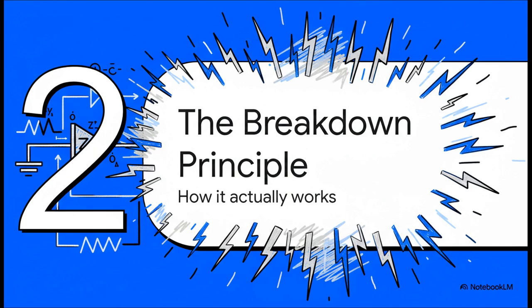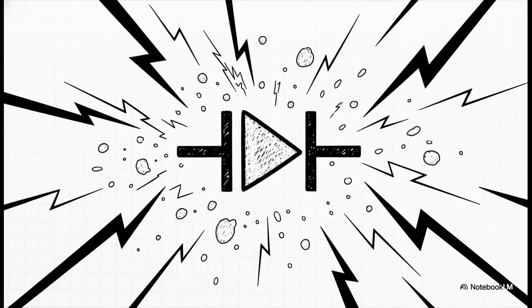Okay, so we know what it is and what it's made of, but now for the fun part. How does it actually work? Let's get into the physics of the breakdown principle. The science behind it has a name, and you're definitely going to want to remember this one. It's called Zener breakdown. This is the physical process that makes the whole thing possible.